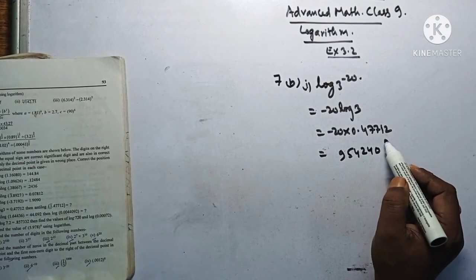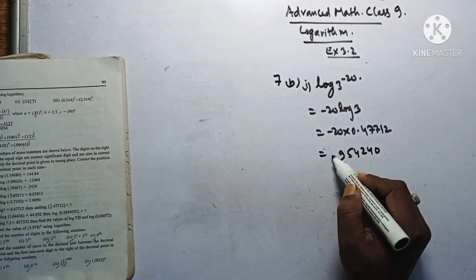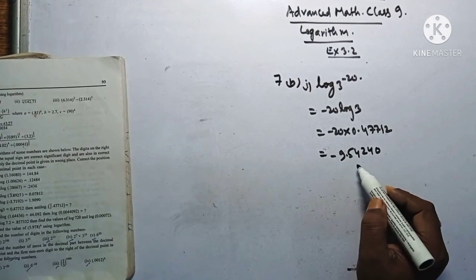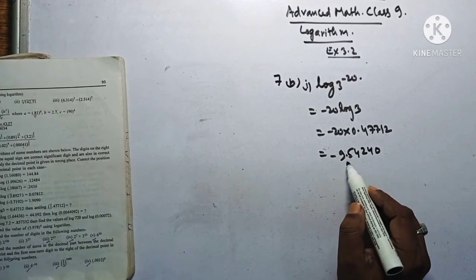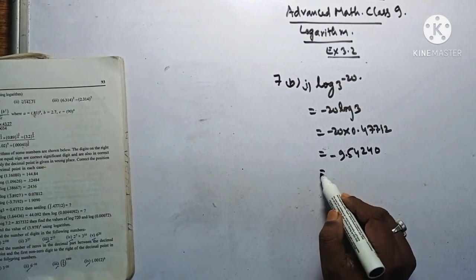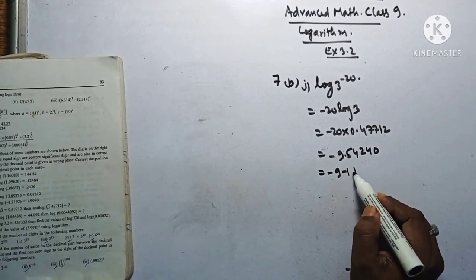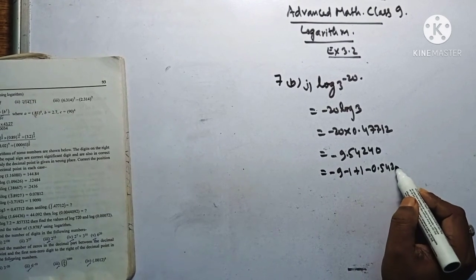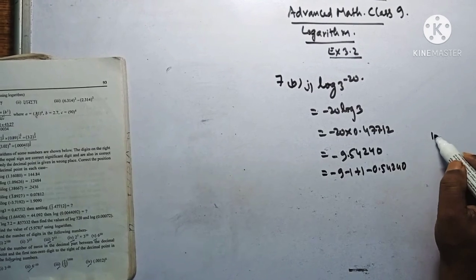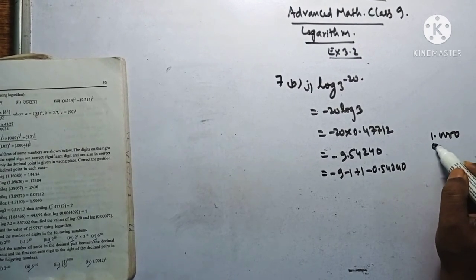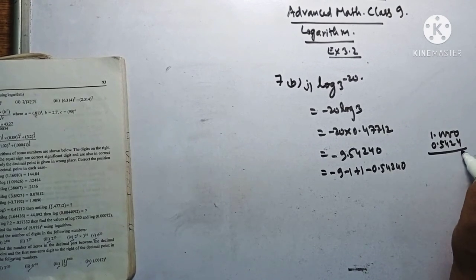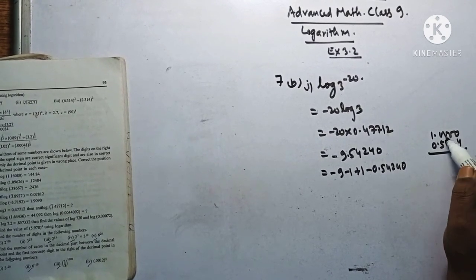So it will come out to be minus 9.5. Your answer will be minus 9.5. Again you see that the mantissa cannot be negative, so minus 9 minus 1 plus 1 minus 0.5424. So 1.00000 minus 0.5424: 10 minus 4 is 6, 9 minus 2 is 7, 9 minus 5 is 4.